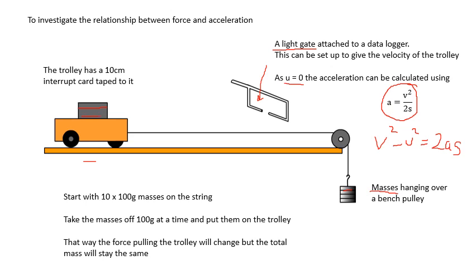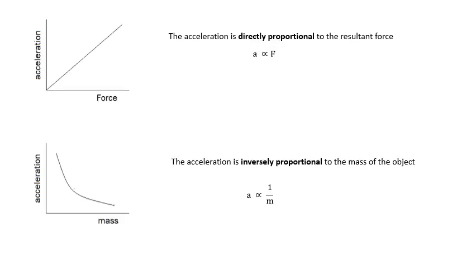You can also change the mass of the trolley and keep the force the same. Okay, so this is a kind of experiment you can do. Now, the results that you should find is that the acceleration is directly proportional to the resultant force. So the bigger the force, the bigger the acceleration. The acceleration is directly proportional to the force.